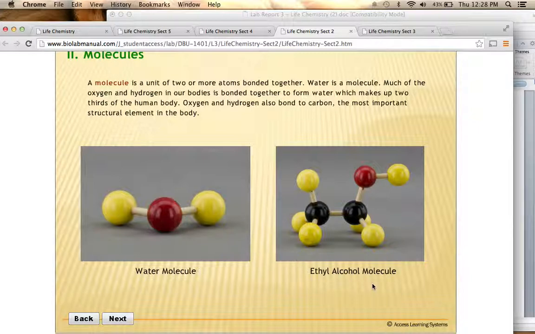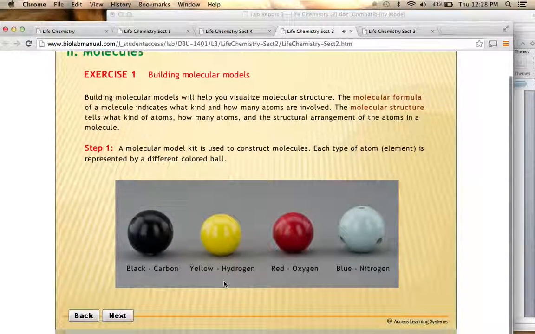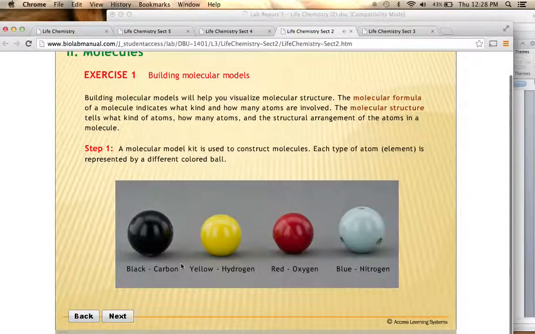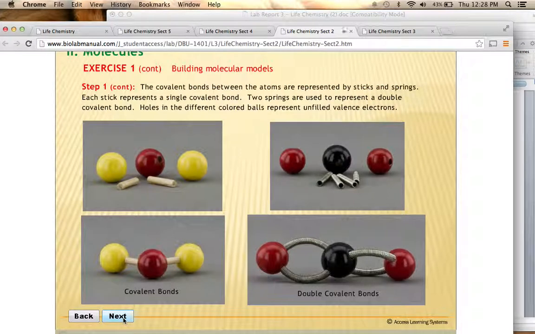Here's an ethyl alcohol molecule. It has black in it. The black ball represents carbon. So there's a little guide here that tells you what the different colors mean, and also this is in your lab manual as well, so that you can answer the following questions, which have to do with bonds that form.